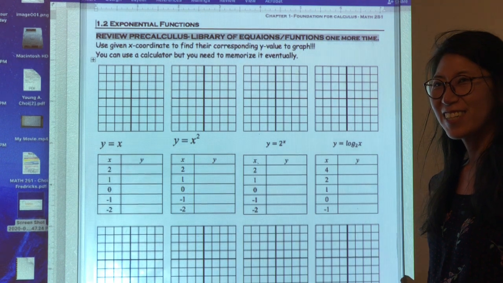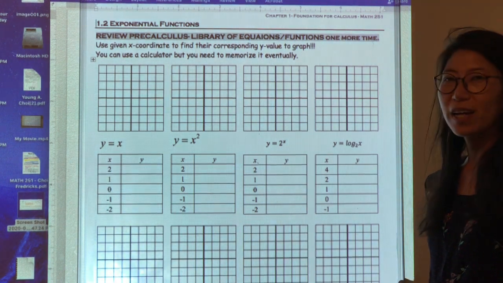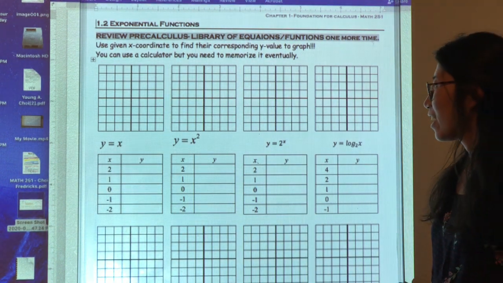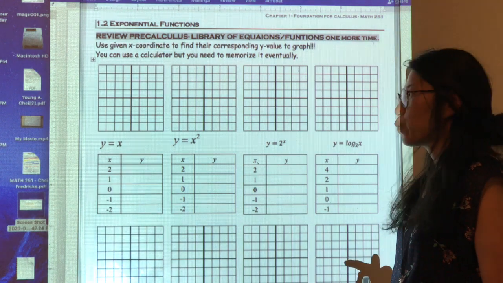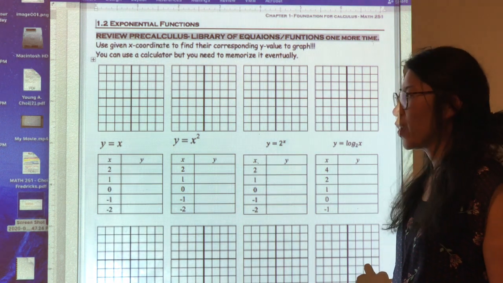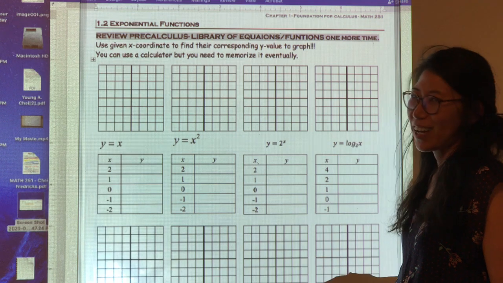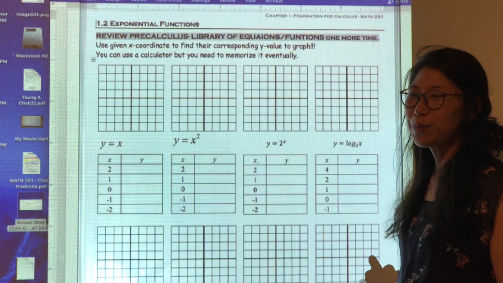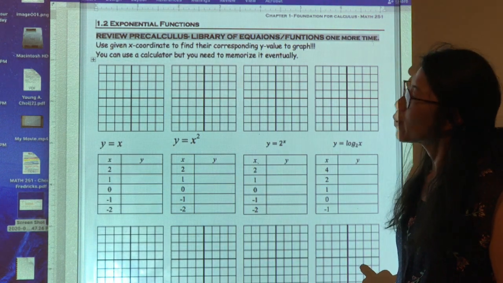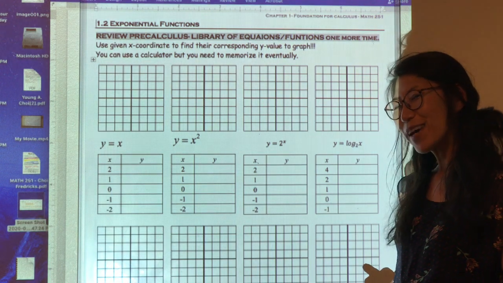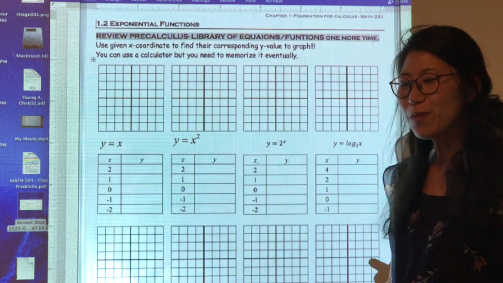Okay, hi class. This is 1.2 Exponential Functions, and as you see, the same graph we practiced in 1.1. I want you to do it one more time so that you can upload it for me and get to review one more time. Practice makes it better, so let's play along with me.